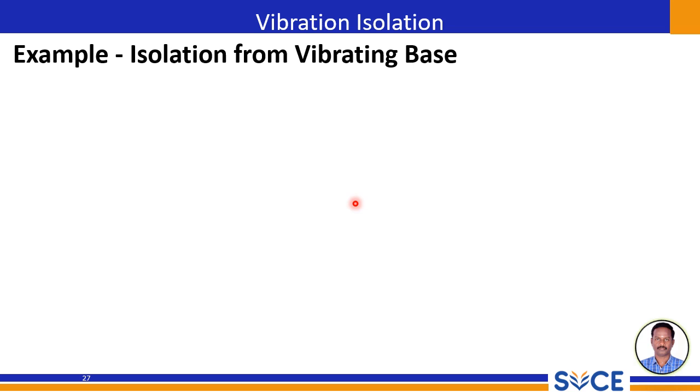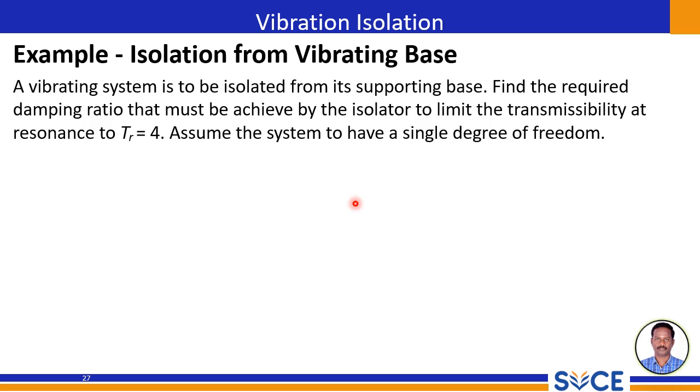Let's work through an example that focuses on determining the required damping ratio for vibration isolation. This problem involves limiting the transmissibility at resonance. A vibrating system is to be isolated from its supporting base. Find the required damping ratio that must be achieved by the isolator to limit the transmissibility at resonance to 4. Assume the system to have a single degree of freedom.